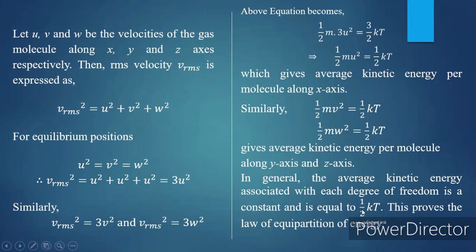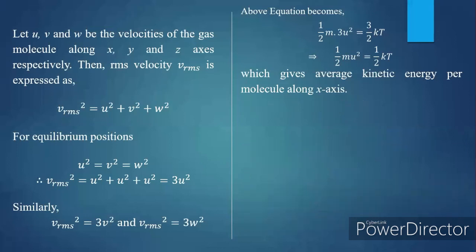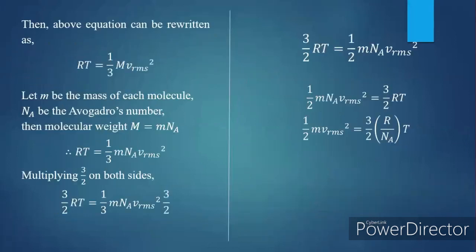And this is half m u square. What does each degree of freedom carry? That is the kinetic energy along the x-axis for this single molecule, where small m is the mass of the single molecule. This is the law of equipartition of energy. So I will just recall what you have done: half kT.